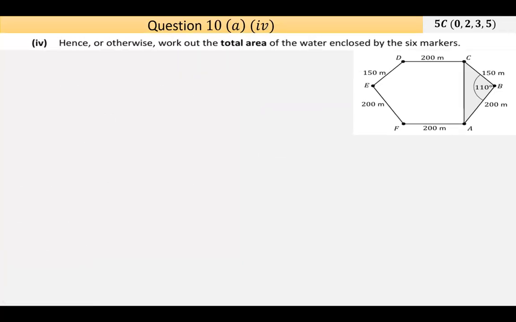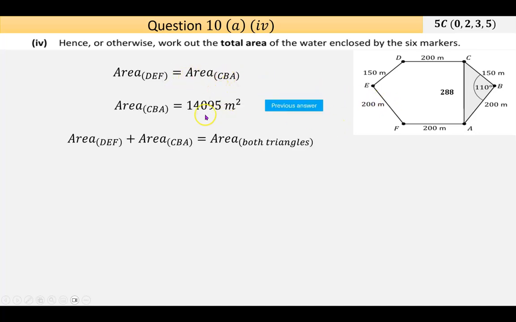Now, part 4 says, hence or otherwise work out the total area of the water enclosed by all the 6 markers. It mightn't be obvious, but this triangle here and this imaginary triangle here are the same size. We know from the previous answer that this here is 288, which will be useful in a second. The area of CBA, which we just found, is equal to 14,095. That's our previous part. The area of the two triangles together, you just add them or multiply by 2. I'm adding them and I got 28,190. But I'm missing this little bit in the middle.